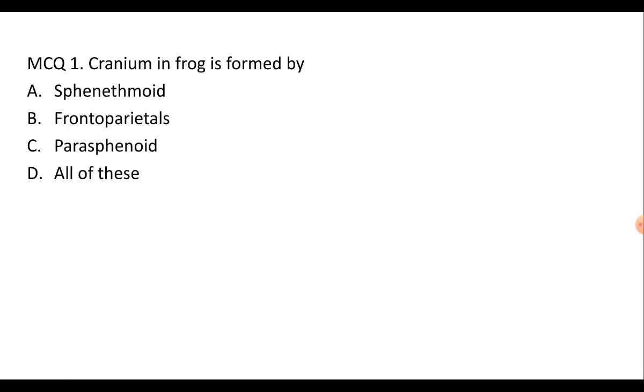Here is the first question. The cranium in frog is formed by the sphenethmoid bone, the frontoparietal bones, the parasphenoid bones, or all of these? Yes, the answer is D. All three bones form the cranium of the skull in frog.